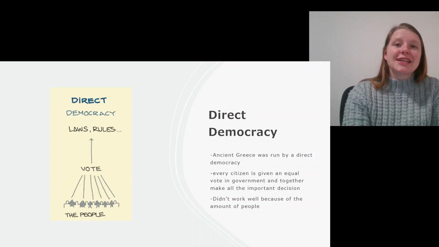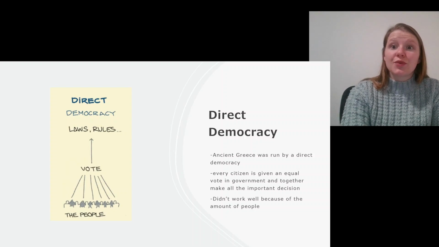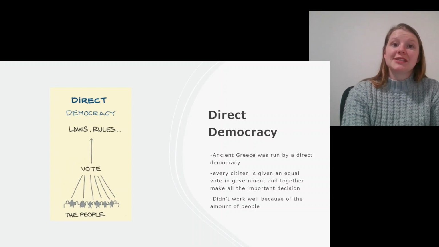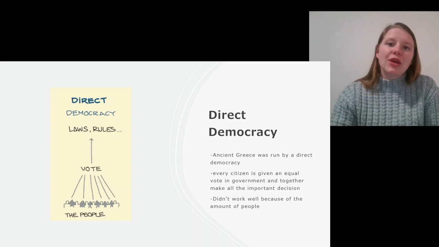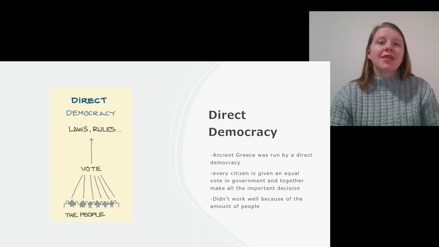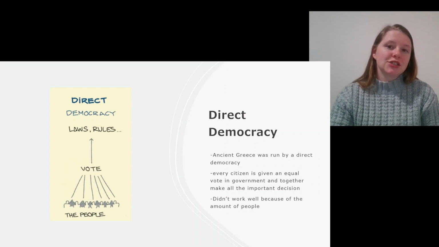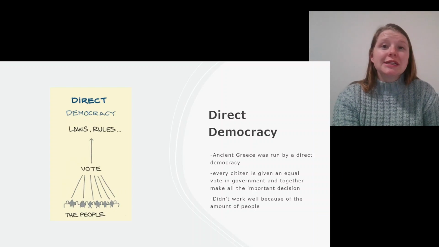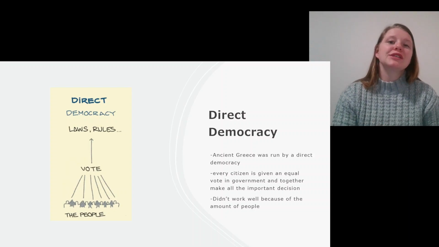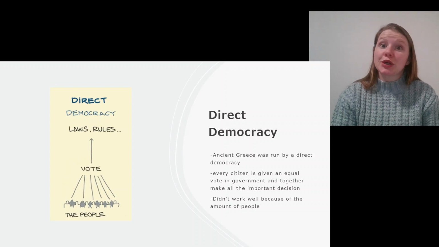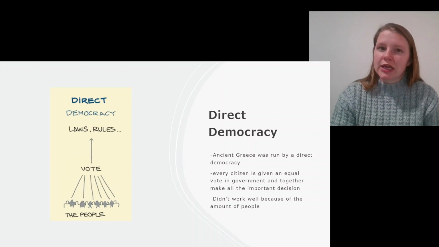Back then, every citizen was given the equal right to vote in government, and together they would make all of the important decisions. This type of government works well if there's only a few people trying to make a decision, but in a country with millions and millions of people, requiring every single person to vote on every single decision can be very tricky.